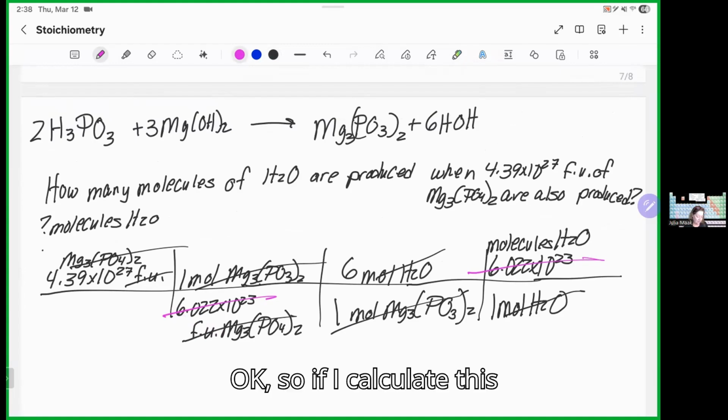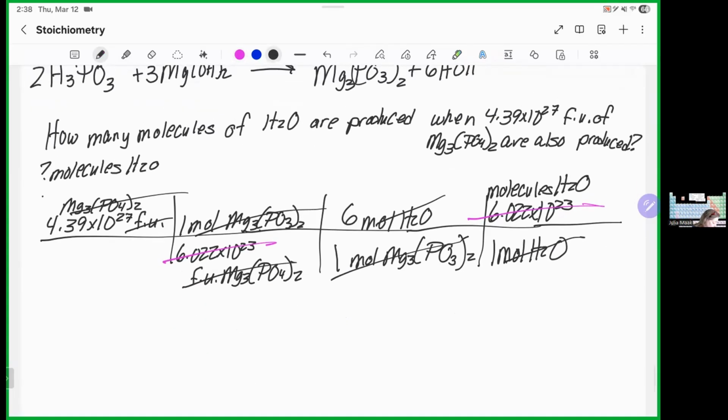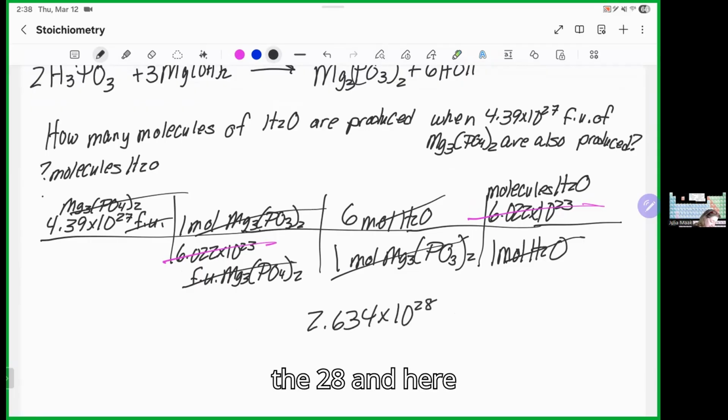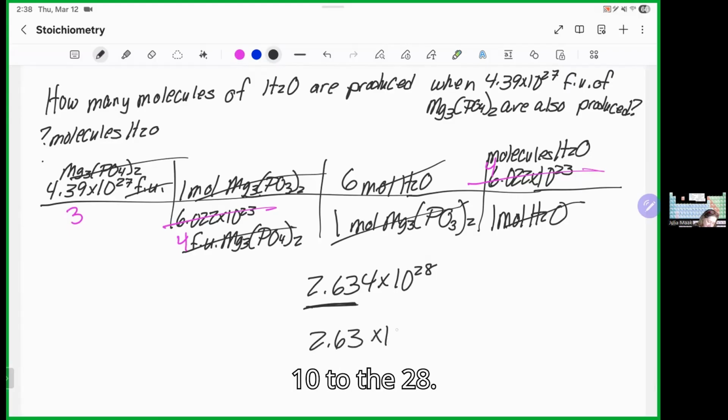Okay, so if I calculate this, I get 2.634 times 10 to the 28. And here I've got 3 sig figs, so I'm going to use 3 sig figs, those 3 right there. 2.63 times 10 to the 28 molecules of water.